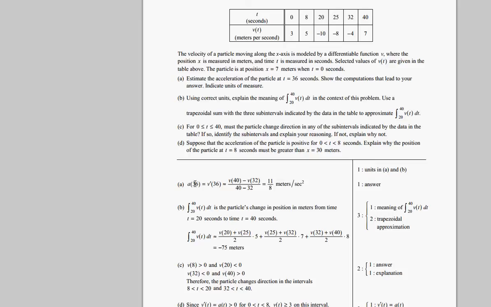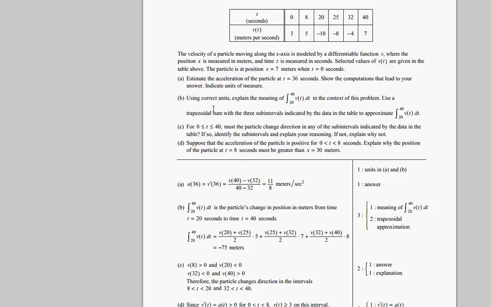So your acceleration at 36 would be your velocity's derivative at 36. So you want to set this up and have v of 40 minus v of 32 all over 40 minus 32. And when you actually take those values and subtract them, you'll get 11/8 meters per second squared. Notice they're going to give you a point for having the correct units in A and B. So if you got the correct labels for A and B, you get 1 point overall for the whole entire question. Here you get a point just having your 11/8 meters per second squared.